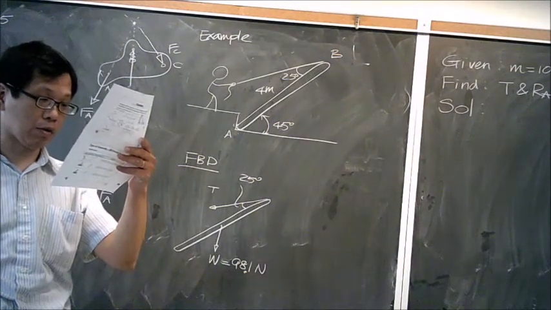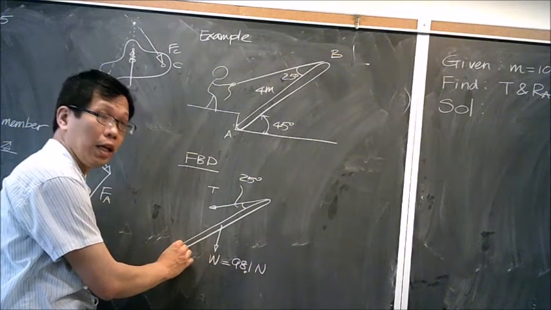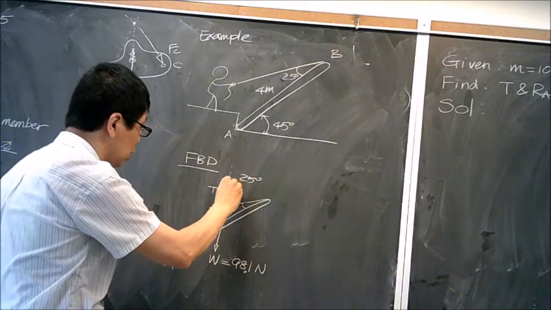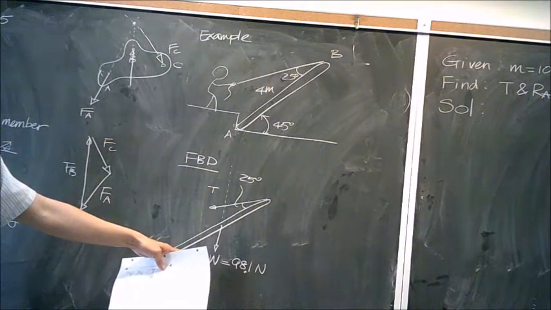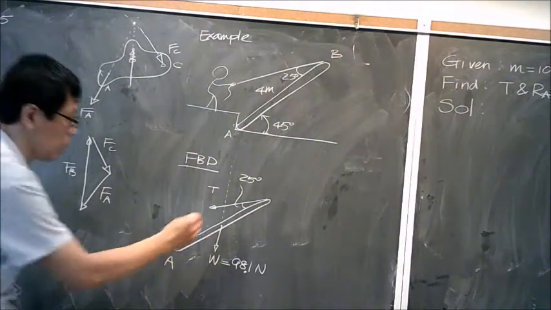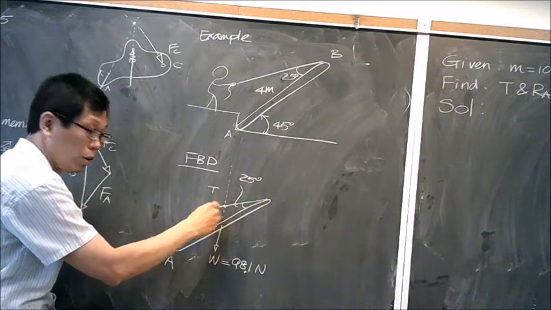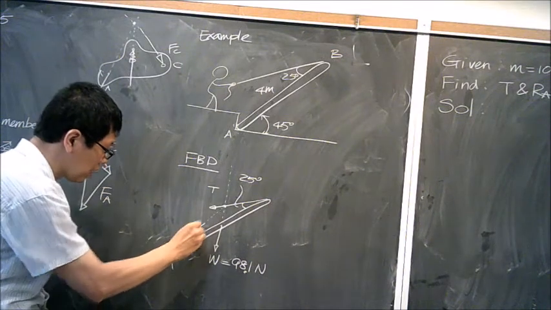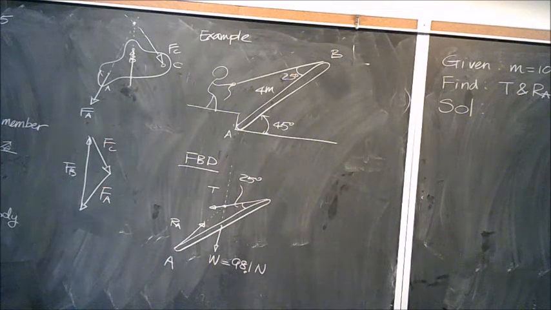Okay, what else? I don't really know the direction of the reaction at A, but what can I do? I'm going to draw a line extending this one. What's next? Can I know the direction of A at this moment? I do, right? Because if those two forces intersect at a single point, then my RA must be over here.